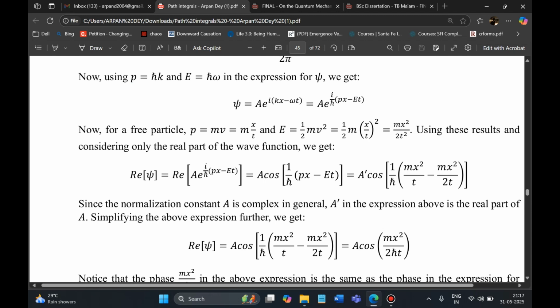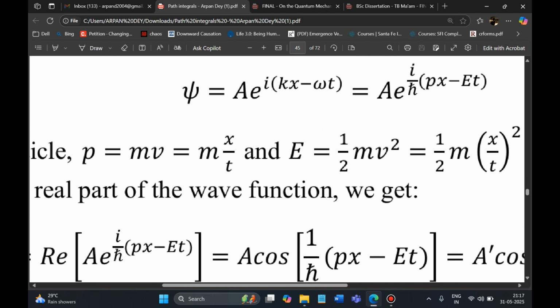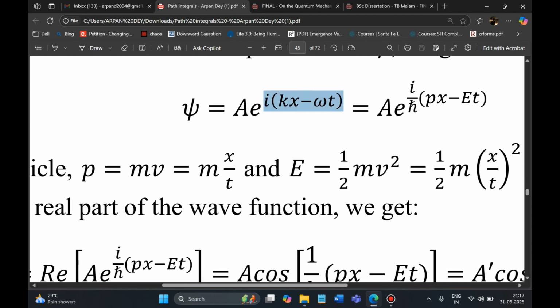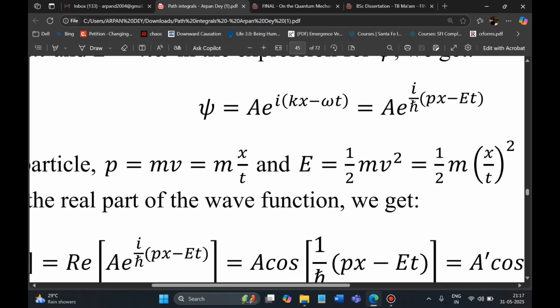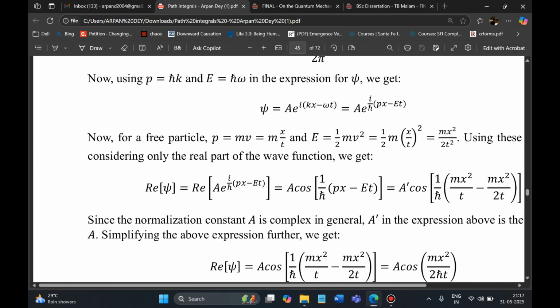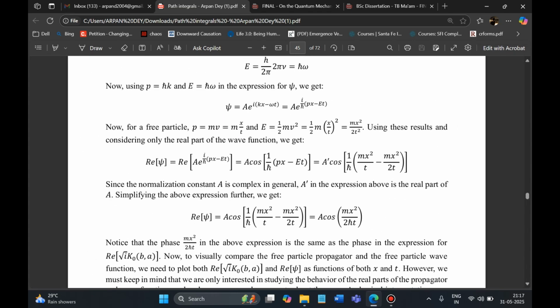We can multiply and divide the power of the exponential by h bar. So we divided by h bar, we have i over h bar, and we multiplied by h bar. So k into h bar becomes p, so we have px, and omega into h bar becomes E, so we have Et. So we can write A e to the i over h bar (px minus Et). So this is a way we can write the wave function, right?